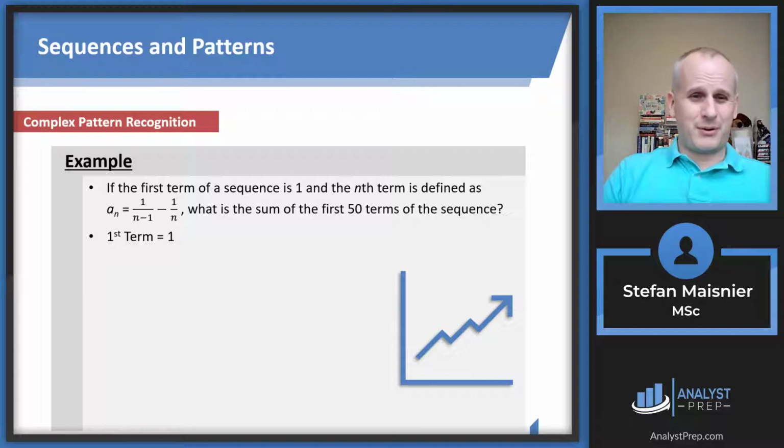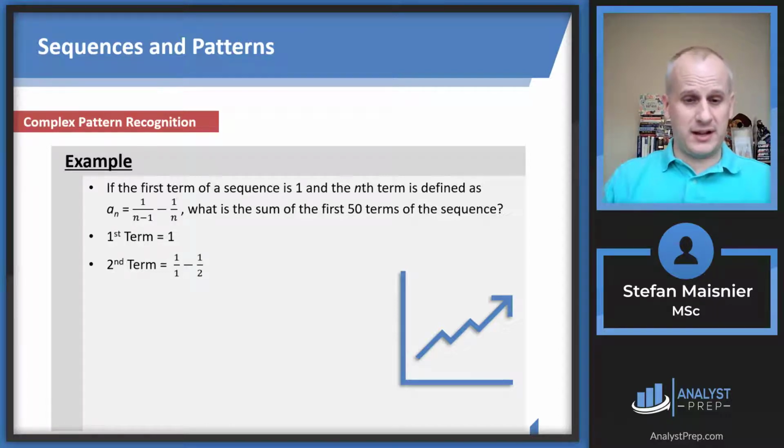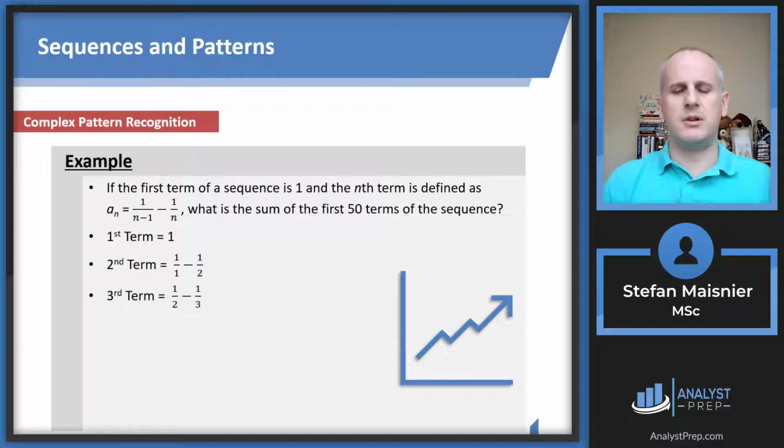But we're just going to start by writing out the first term. We were told the first term is 1, that's easy. Then our second term, we're going to actually write it out. So we've got 1 over 1, because that'd be 2 minus 1, minus 1 over 2. Okay, but I'm not going to actually solve for it as 1/2. I'm just going to leave it as 1 over 1 minus 1 over 2. Then our third term is 1 over 2 minus 1 over 3. Again, just writing them out, trying to identify a pattern.